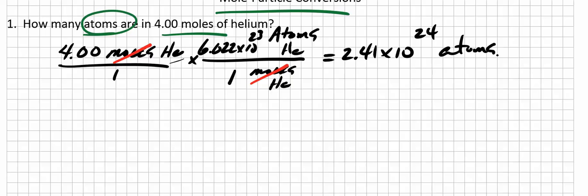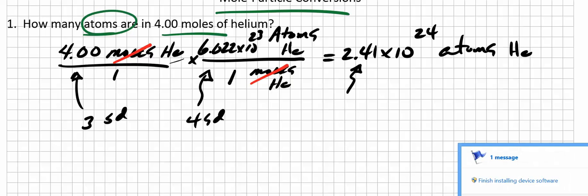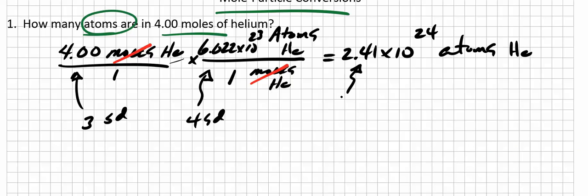Now let's talk a little bit about significant digits. Notice I've got three significant digits on the 4.00, and I've got 4 significant digits on the 6.022. So I'm going to take the lesser of these two, which is 3. Regardless of what the calculator tells me, I'm going to take 3 significant digits. So 2.41 times 10 to the 24th would be my answer. And I'll leave it at that number. So that's my final answer.